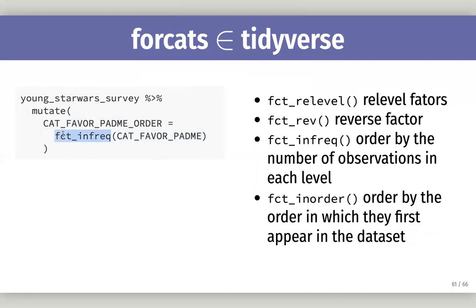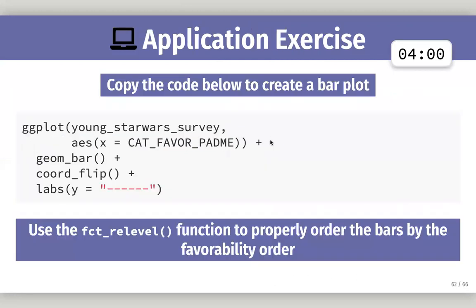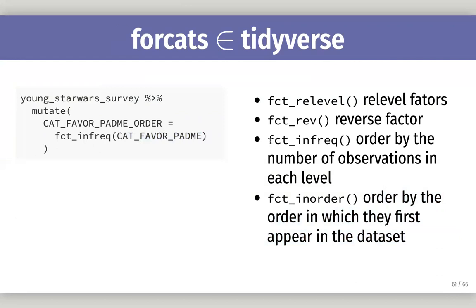So I'm using fct_infreq, which is going to order it by the number of observations. But we know this cat_favor Padme variable is actually ordered categorical because it goes from not favorable up to very favorable. And so the actual correct way to order this probably for a figure is going to be to use the fct_relevel function, where we pass it a character vector with the right ordering. And so that's what you're going to do when we start class on Monday.